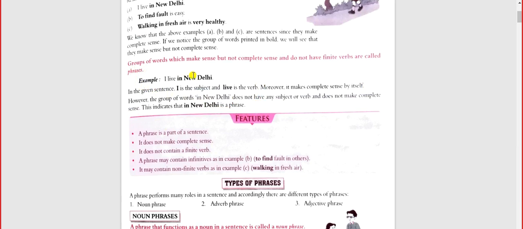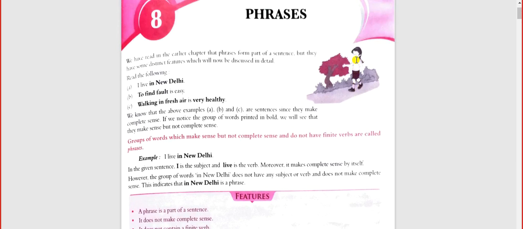Group of words which make sense but not complete sense and do not have finite verbs are called phrases. Now we have already discussed finite verbs in the uploaded videos of verbs. Vivek and Rudy have asked me their queries on my personal, and I solved it also. So finite verbs, what are finite verbs? A finite verb is a verb which agrees with its subject in number, person, and tense.